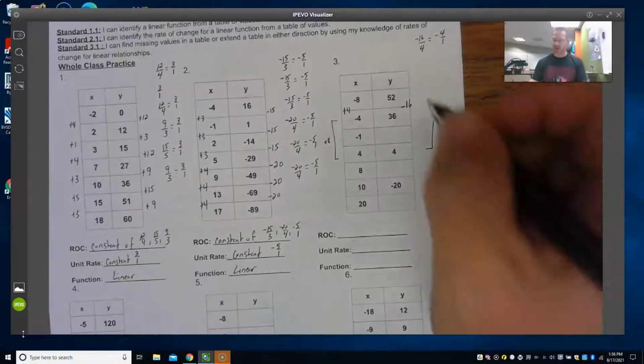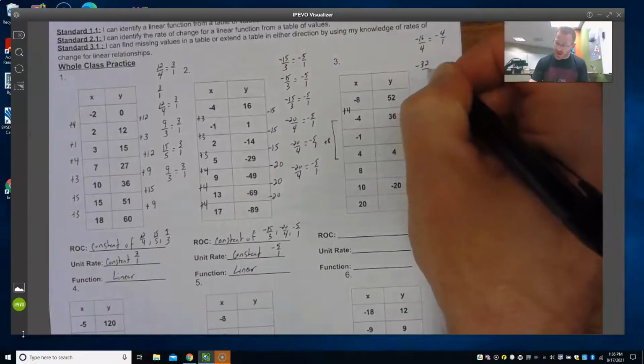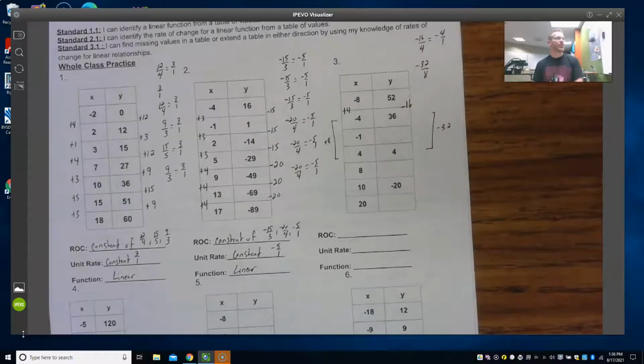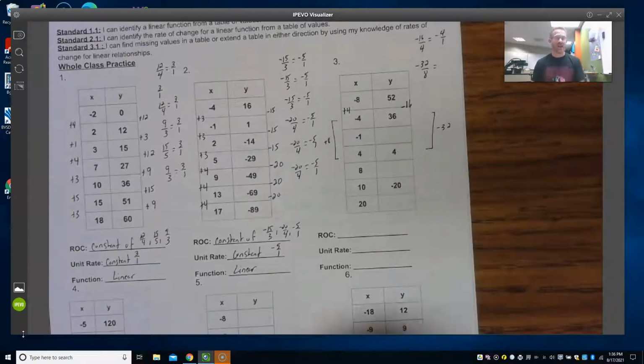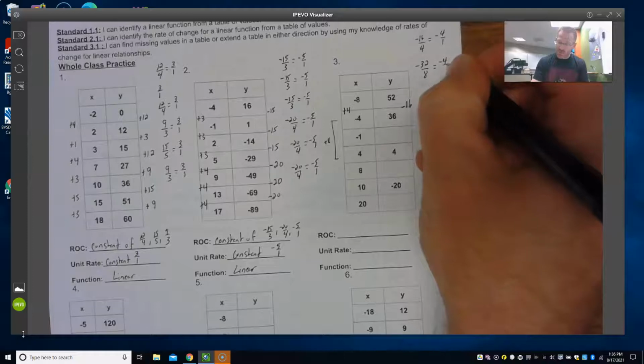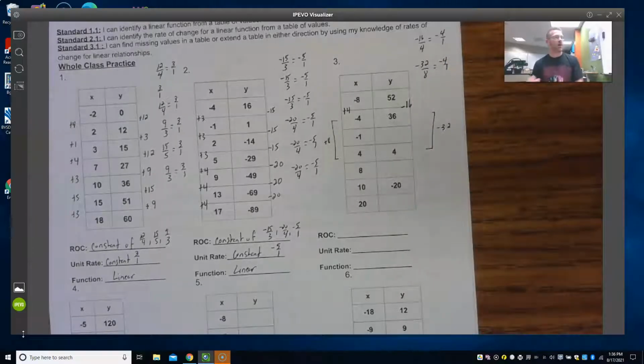So I take a look here, negative 32 to 8, that looks different. But the question is, does it give me the same unit rate? All right, so negative 32 to 8, once again, I can divide both of those by 8, and that gives me negative 4 to 1 again. So awesome, right? Let's look at one more here.